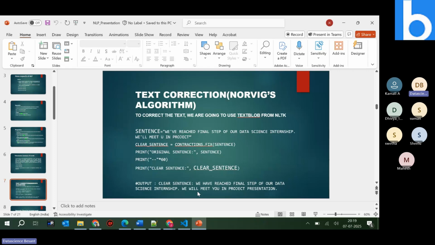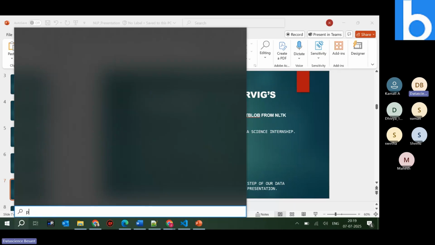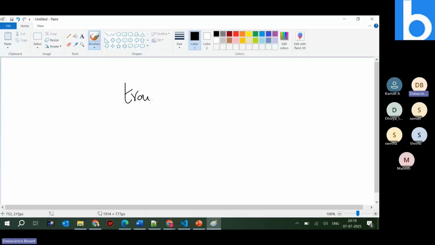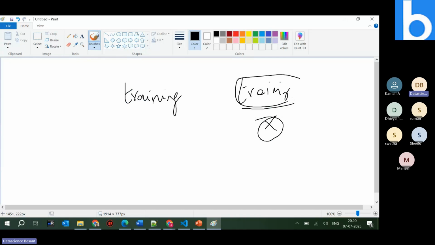Whenever you give a wrong spelling, it will take that spelling and calculate the cosine similarity. For example, I'm giving "training". This is the original spelling. I might have given training like this, with E instead of A. There is no such word in English, at least as per my knowledge. So in such cases, with this wrong spelling, for whatever similar words are there in the English vocabulary, it will try to calculate the cosine similarity value.